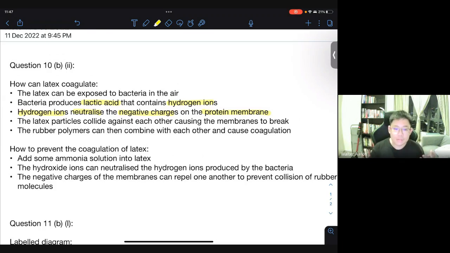After this, once they're neutral, adjacent rubber molecules can come close to each other and start to collide against each other. And once they collide, because the membrane is very thin and very fragile, they'll start to break. So you can see here the particles will collide against each other, causing membranes to break. And then the rubber polymers can combine with each other and cause the coagulation process. So that's how coagulation of latex can happen, even if you don't actually add acid inside. Bacteria can cause the coagulation by producing lactic acid.